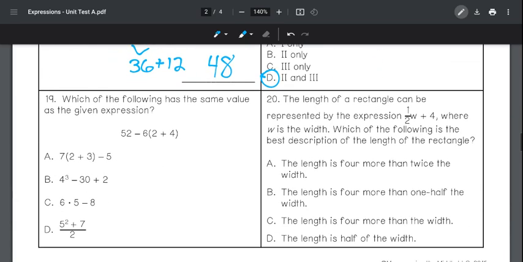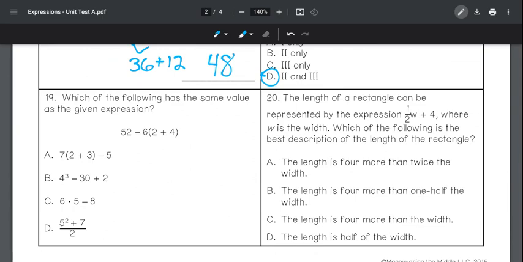All right, number 19, which of the following has the same value as the given expression? So we have to solve this problem and then find out which of these problems gives us the same answer. 4 plus 2 is 6. 6 times 6 is 36. And we have to do 52 minus 36, which is 16.